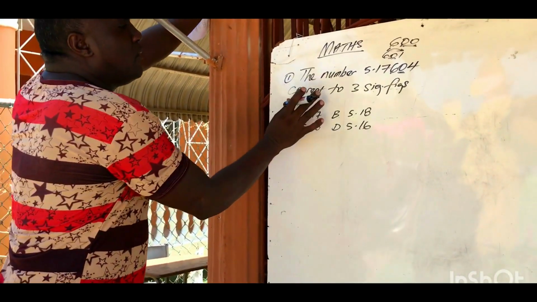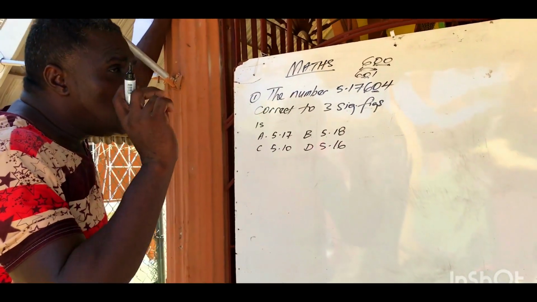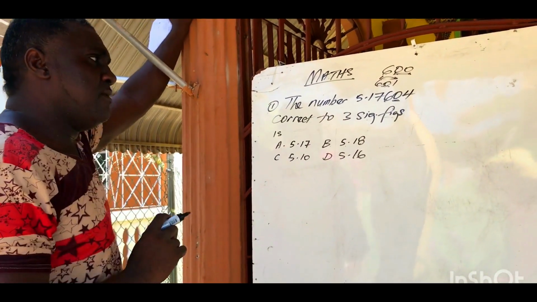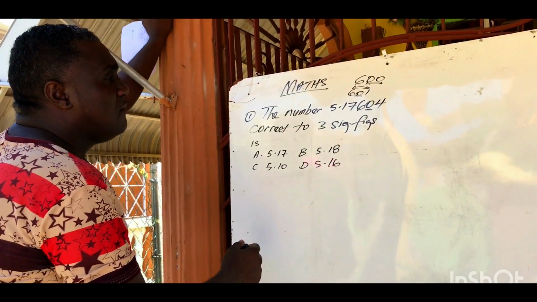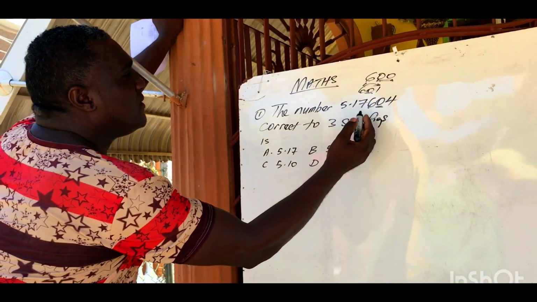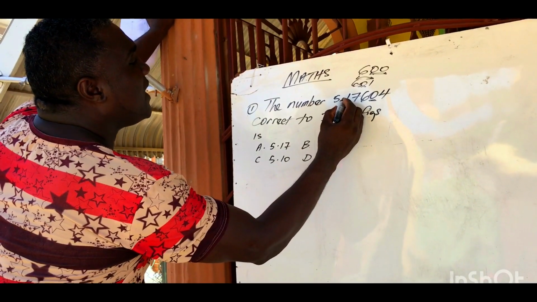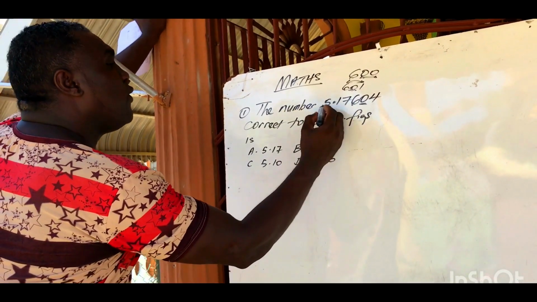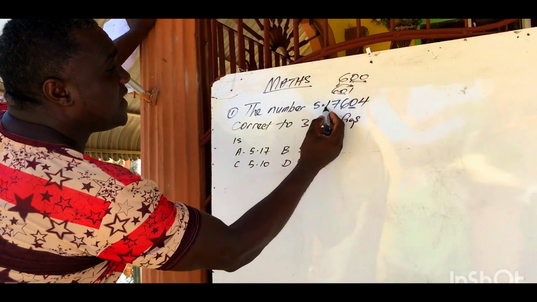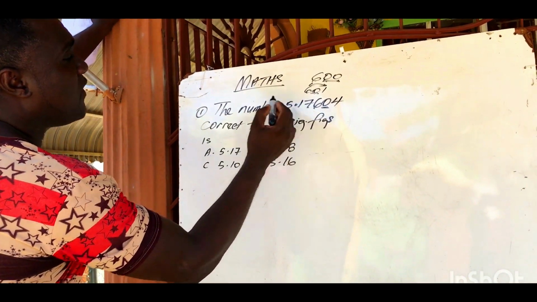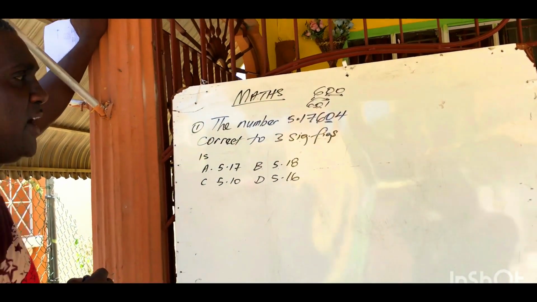Now, writing it correct to three significant figures, we want only 3 digits, essentially. And we normally work from left to right, from our first non-zero digit. So this is our first non-zero digit, which is 5, which is a whole number, followed by a decimal point, which separates a whole number from the decimal fractions. So this is 0.1, which represents 1/10. This is 700. So we'll have 1, 2, 3 figures so far.